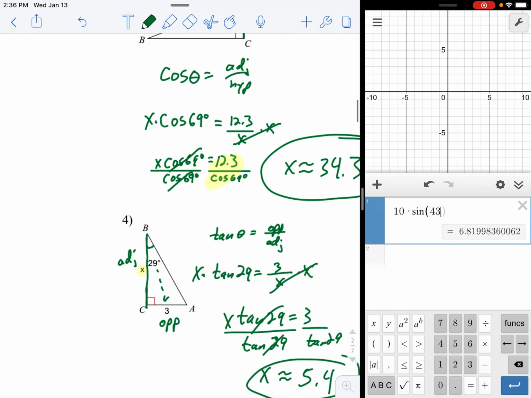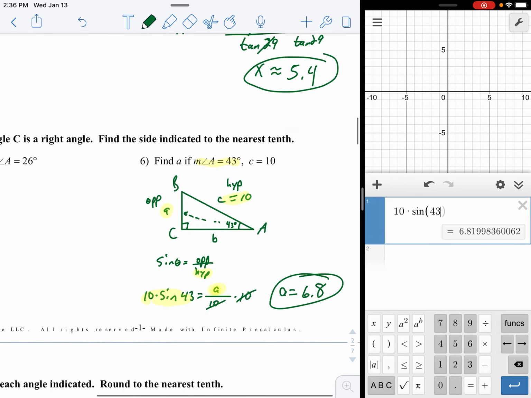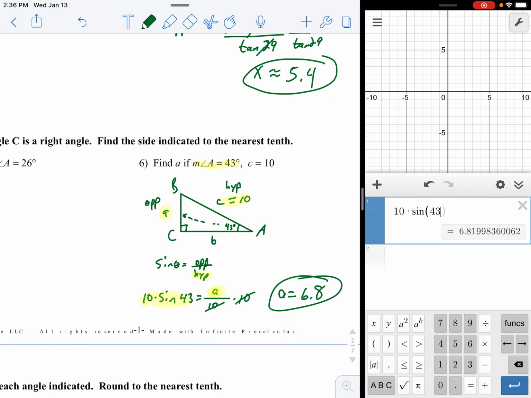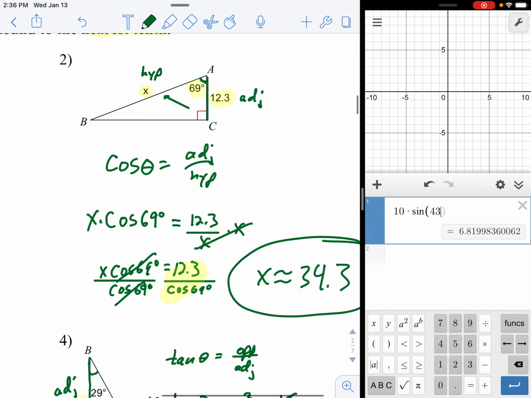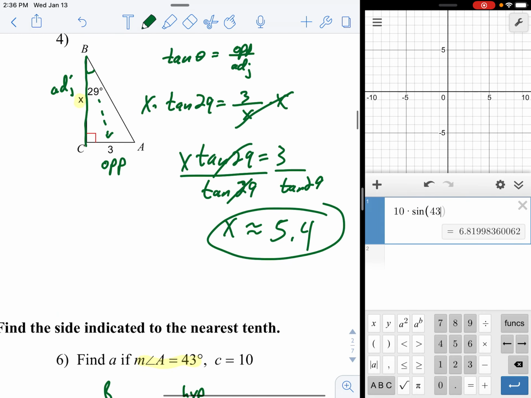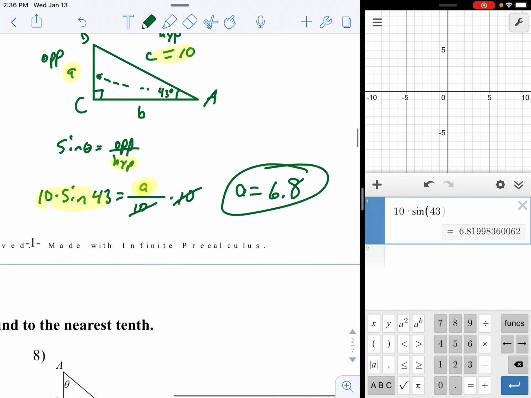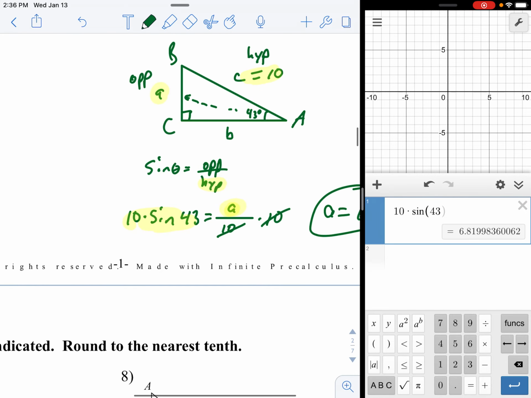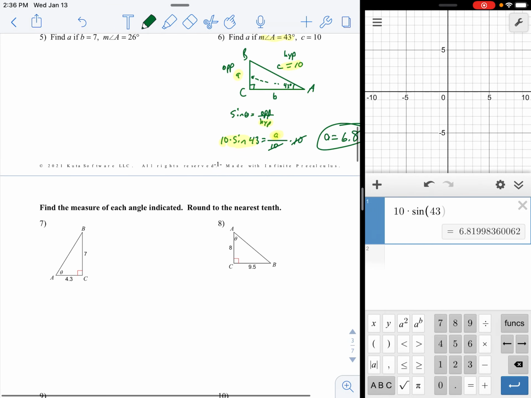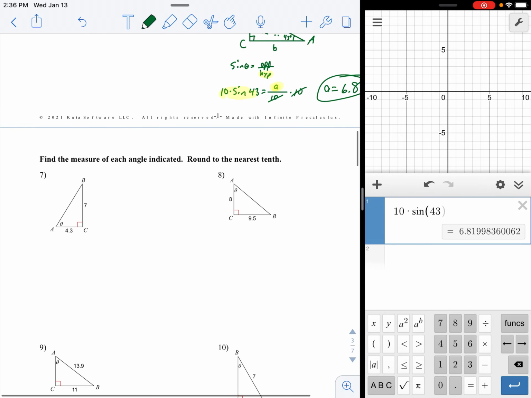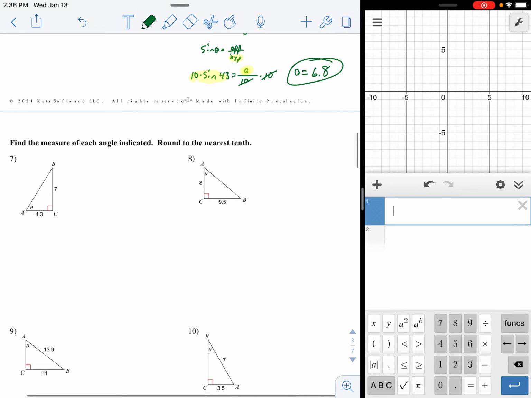Okay, so there's 3 problems, all the same, finding missing sides. I did one where it was cosine, one was tangent, one was sine, so a little bit of everything. Two problems had the variable in the denominator, number 2 and number 4. Number 6 had a variable in the numerator, so you've got plenty of examples to work from. Hopefully you can do 1, 3, and 5 without any trouble. Let's go ahead and move into the next set.